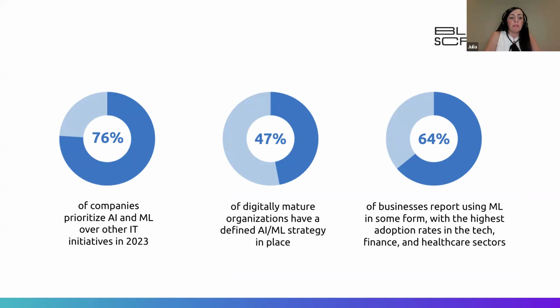So 76% of companies prioritize AI and machine learning over other IT initiatives in 2023. 47% of digitally mature organizations have a defined AI and machine learning strategy in place. And 64% of businesses report using machine learning in some form, with the highest adoption rates in the tech, finance, and healthcare sectors. So it just gives you an overview and facts that it's a great industry to be in.